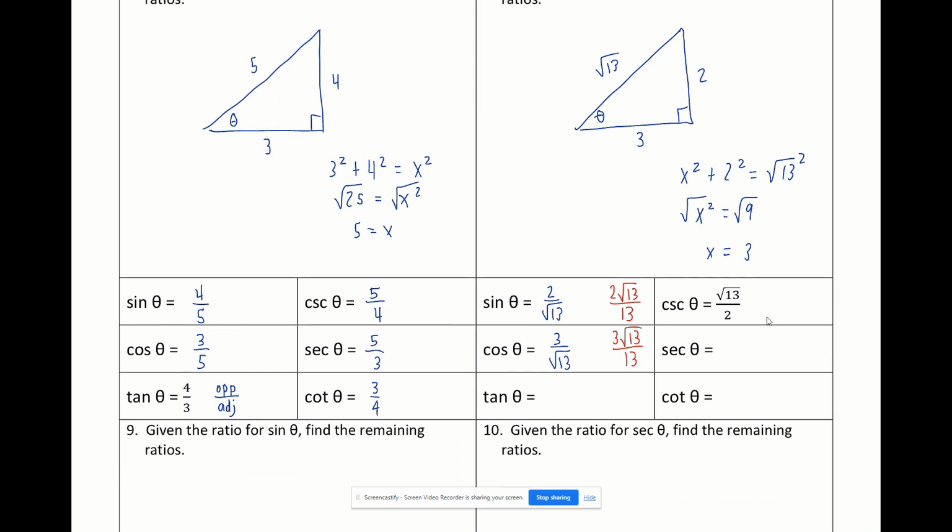Now, if the cosine, and let's go back to the original, was 3 over square root of 13, secant is the square root of 13 over 3. And then finally, tangent is opposite leg 2 over adjacent leg 3. And then let's flip it. All right? Easy.